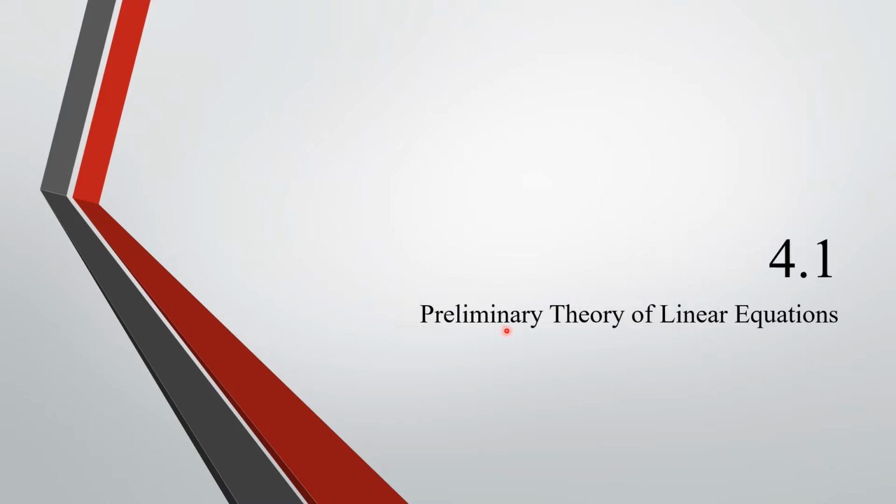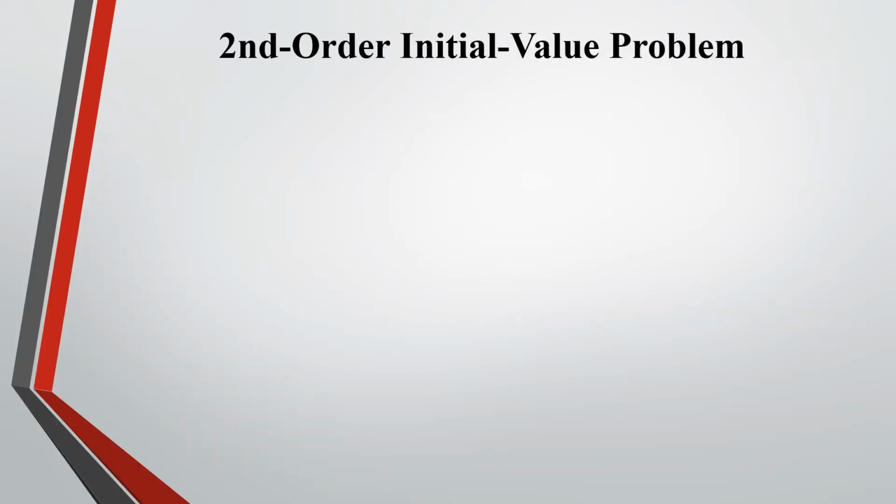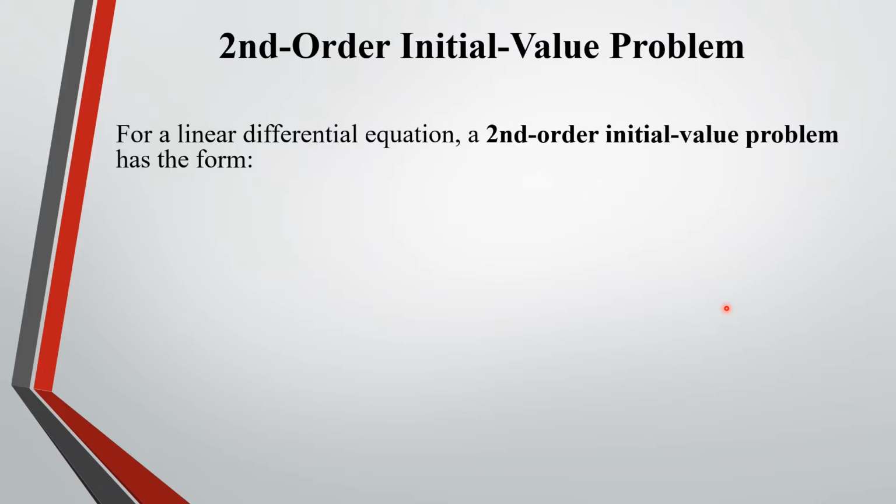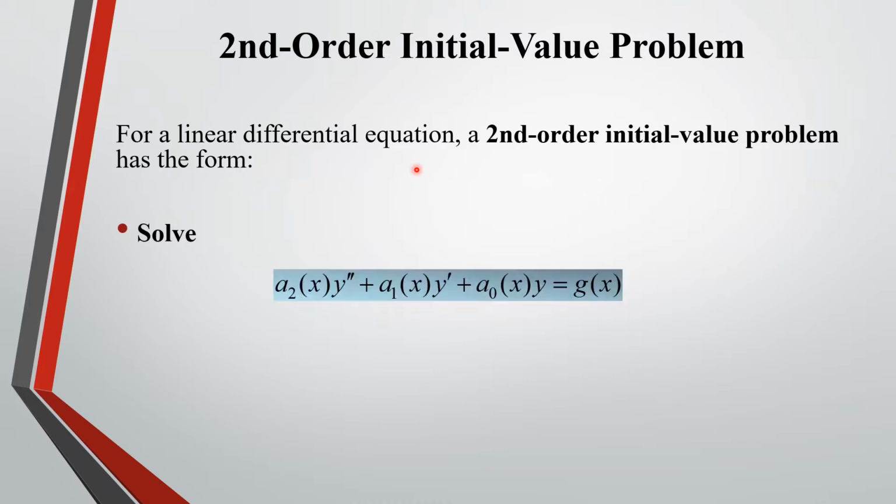Chapter 4.1 basically discusses the preliminary theory of linear equations. The equations that we're going to discuss are only of linear type. Second order initial value problem. For the linear differential equation, the second order initial value problem has the following form. We are given a differential equation of second order, such as this one.